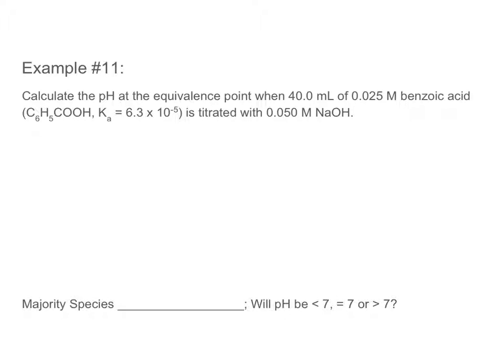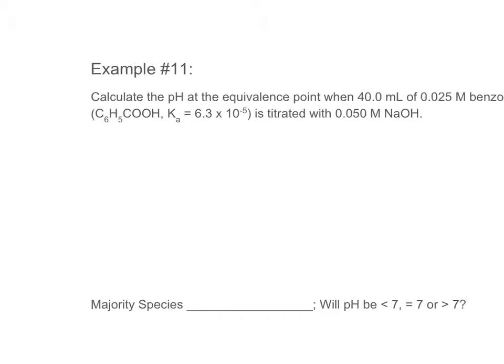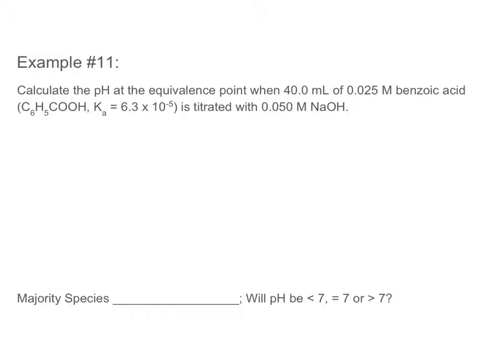when we've added 40 milliliters of 0.25 molar benzoic acid. Now, there's a couple things that we need to consider here. First of all, benzoic acid is definitely a weak acid, and sodium hydroxide is definitely a strong base. We should probably consider a little bit of what's actually going on in terms of the reaction.